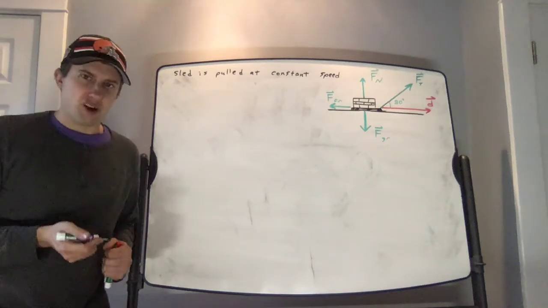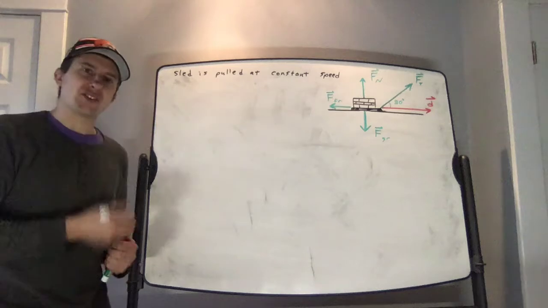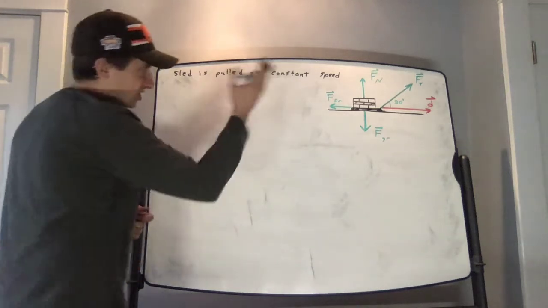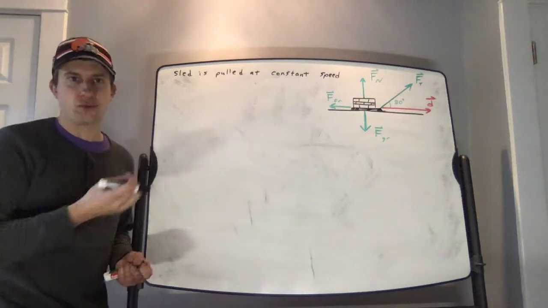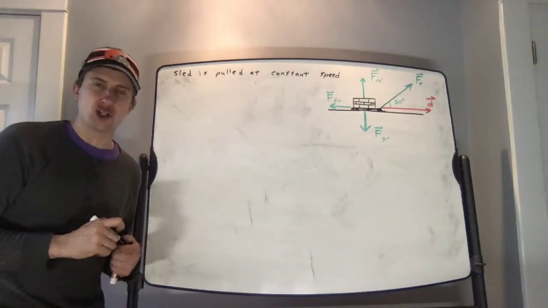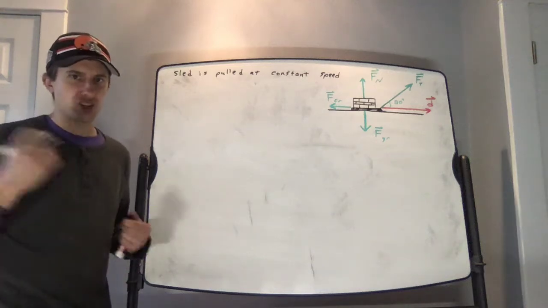In the next example problem, we have a sled that's being dragged across the ground, and we are told that the sled is dragged across the ground at constant speed. There is a force of tension pulling the sled, there's a force of friction opposing the sled's motion, and as in many problems, we have gravity and the normal force.